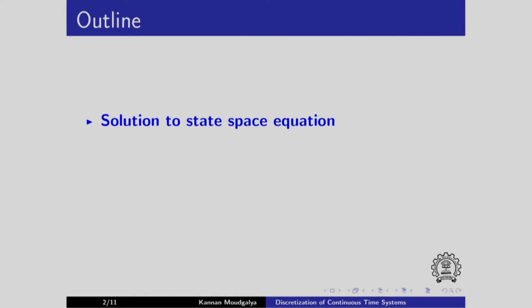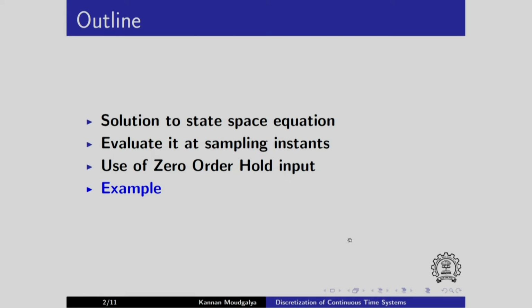Welcome to this presentation on the discretization of continuous time systems. We would solve a standard state space equation using exponential of a matrix. We will evaluate it at sampling instants. We will use zero order hold input to arrive at discrete time equivalent. We will conclude this talk with an example.